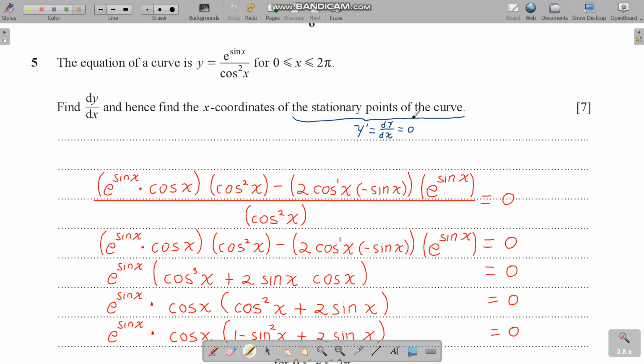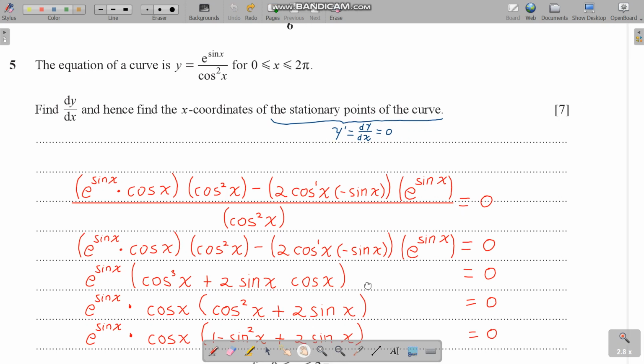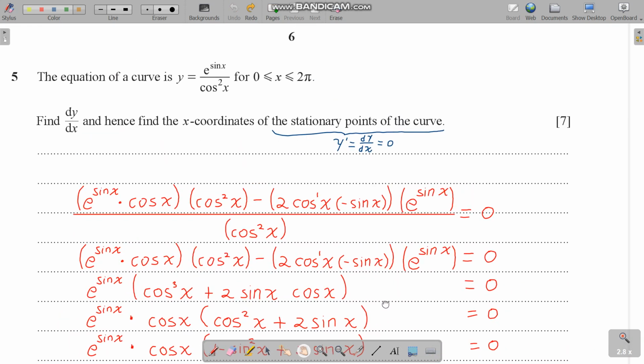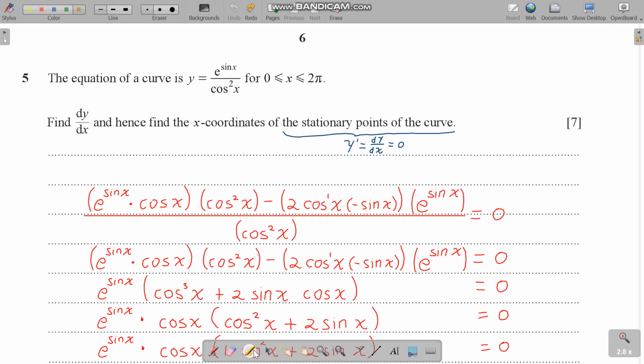So we need to find y prime, and here we use the product rule, or rather the quotient rule, from the MF19, u over v. To find the derivative, we have to identify the u and the v. Here the u is e to the sine x, and the v is cos squared x. So the formula is u prime, the derivative of e to the sine x. The derivative of e to the sine x is exactly the same, e to the sine x, times the derivative of the power. The derivative of sine x is cos x. So this is u prime.